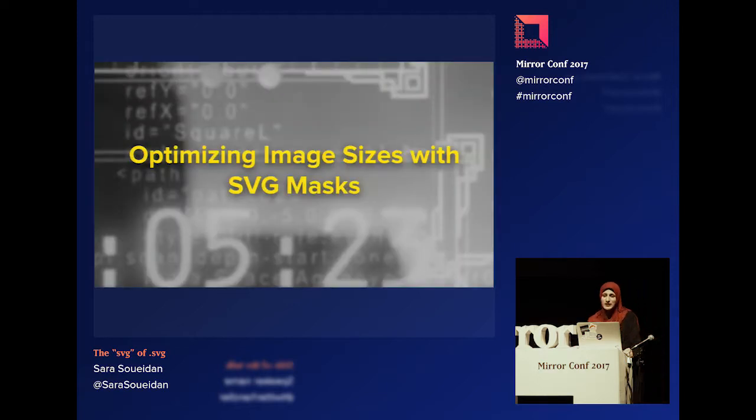Optimizing image sizes with SVG masks. Now, JPEGs have better compression rates than PNGs for photographic data. If you have a JPEG image and a PNG version of the same image, and you compress them, the JPEG is going to be much smaller in size. Now, wouldn't it be awesome if you could get the compression of a JPEG image, but also get the transparency of a PNG image at the same time? That is possible with SVG as well.